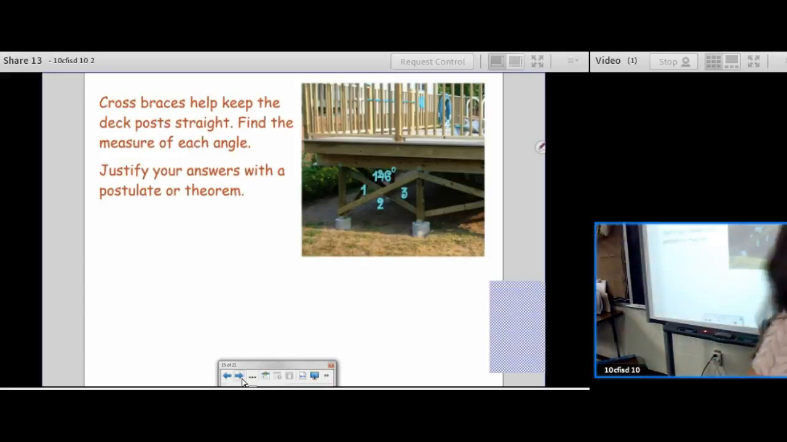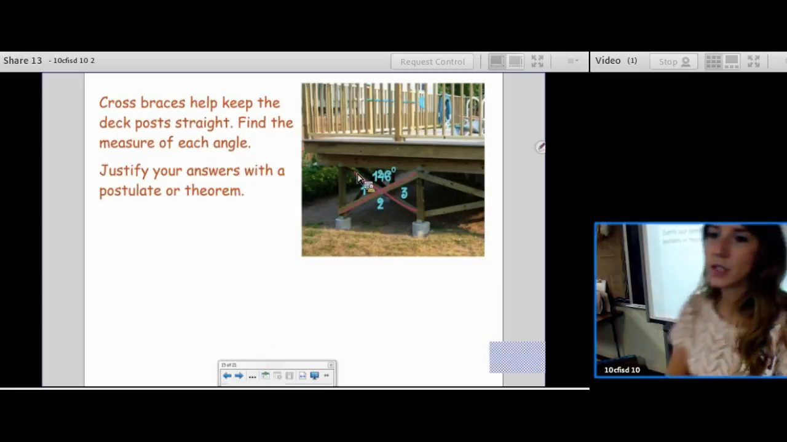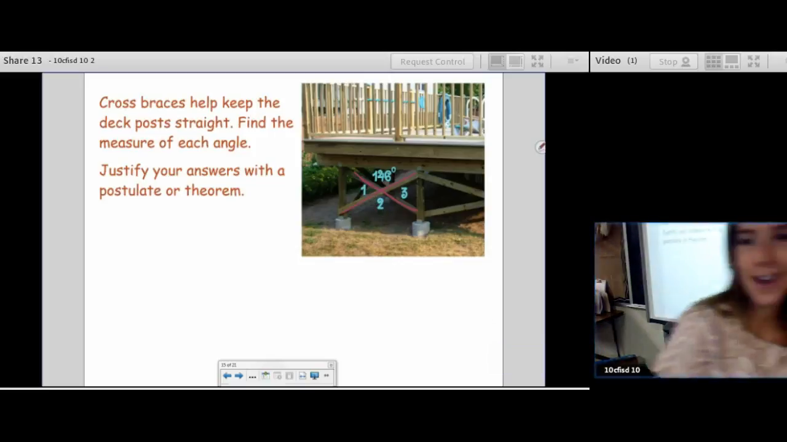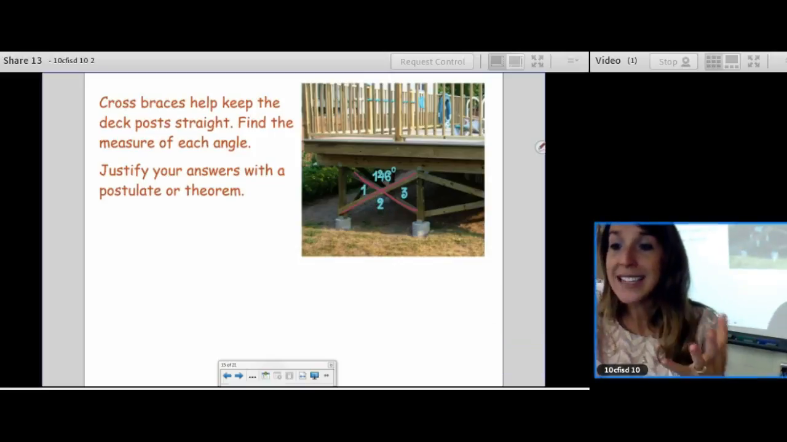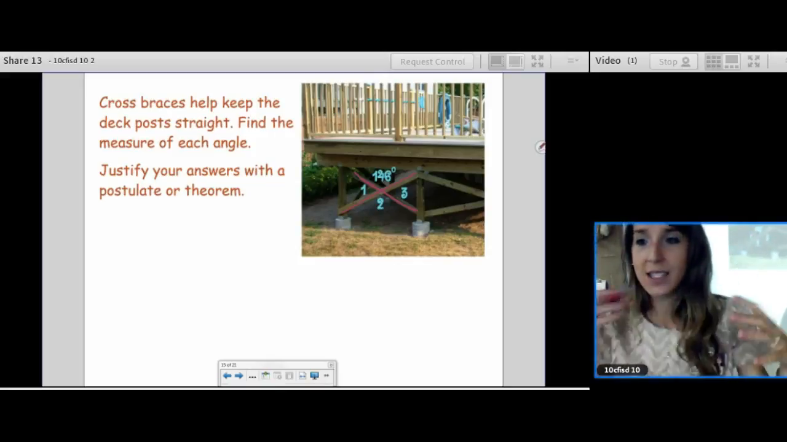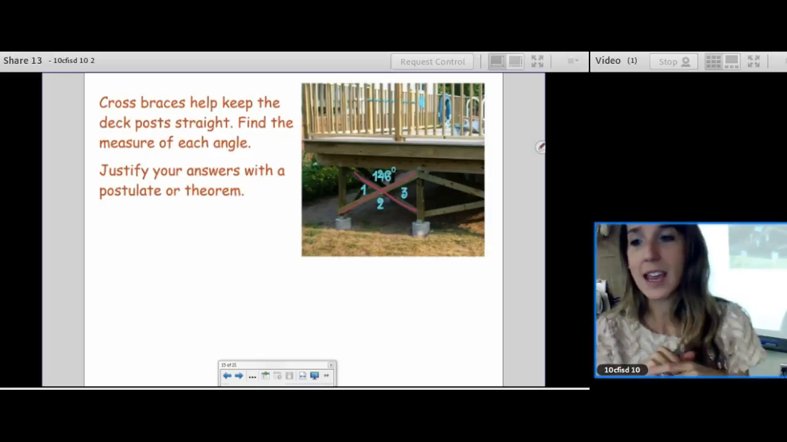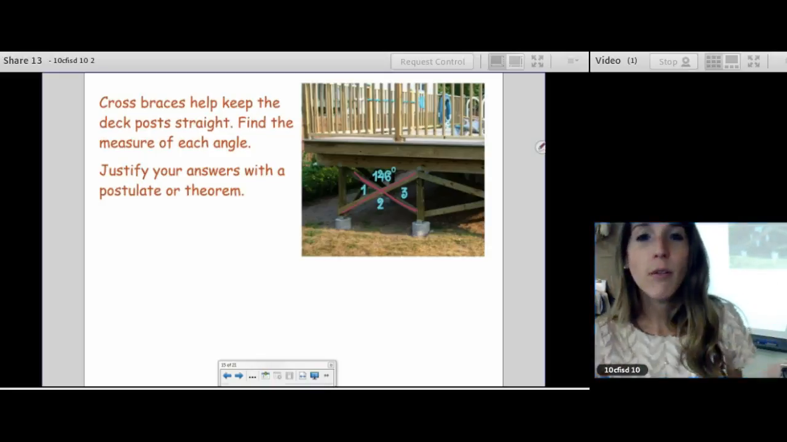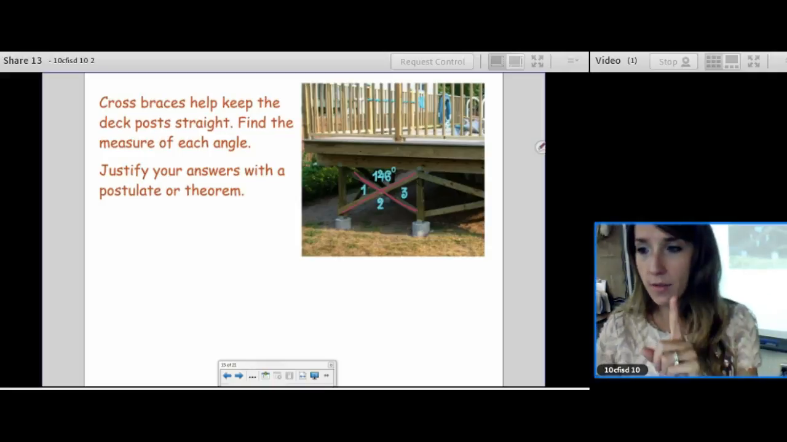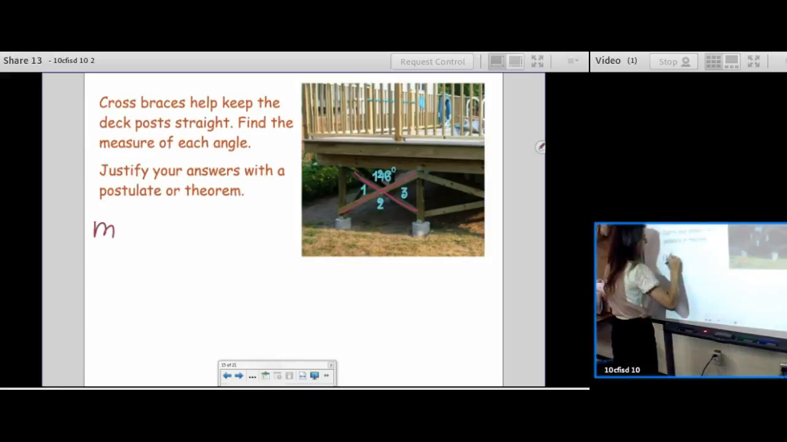Cross braces help keep the deck post straight. Find the measure of each angle. I'm trying to put as many real-world problems in here as I can, because I think it's important for you to know that geometry is everywhere, and I don't just make up problems for no reason. So we've got a deck, and a lot of times they brace it with an X, with cross braces. That supports and keeps those vertical supports steady. Now, when they do the cross braces, 4 angles are formed. If you know one of those angles, you know all 4 of them. I want you to find the measure of angle 1, the measure of angle 2, and the measure of angle 3.